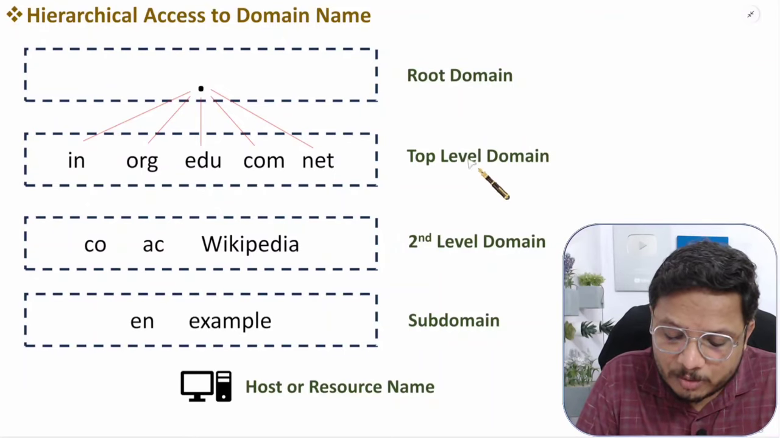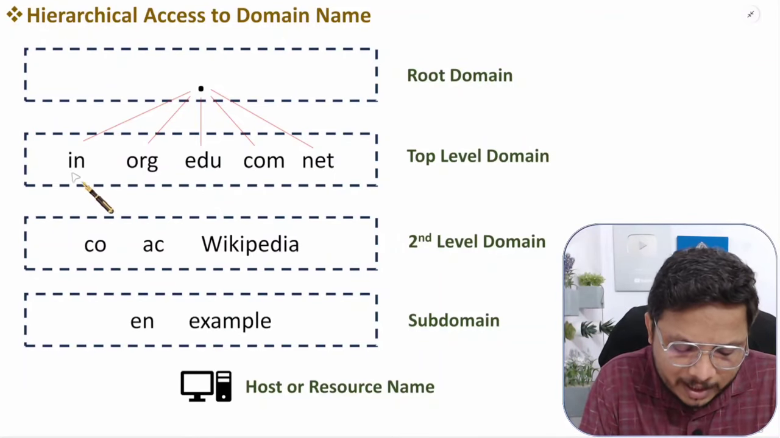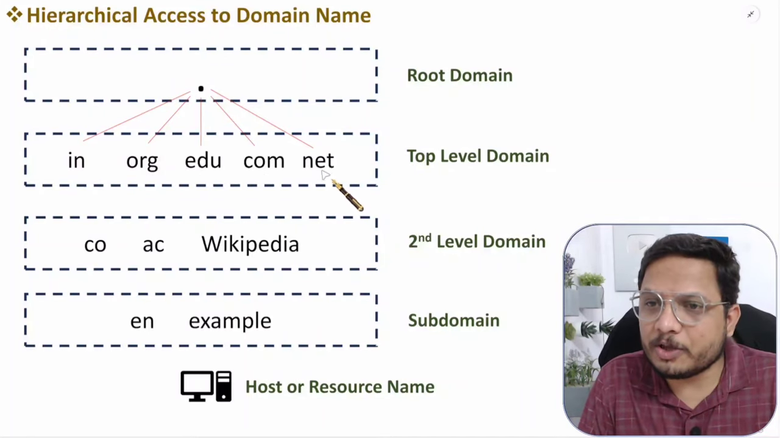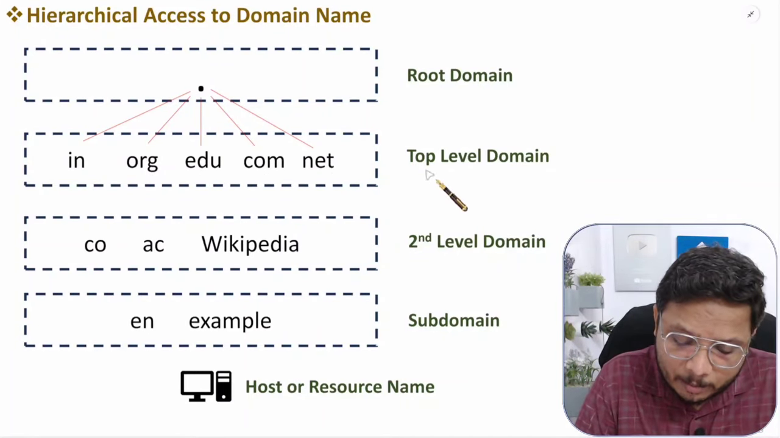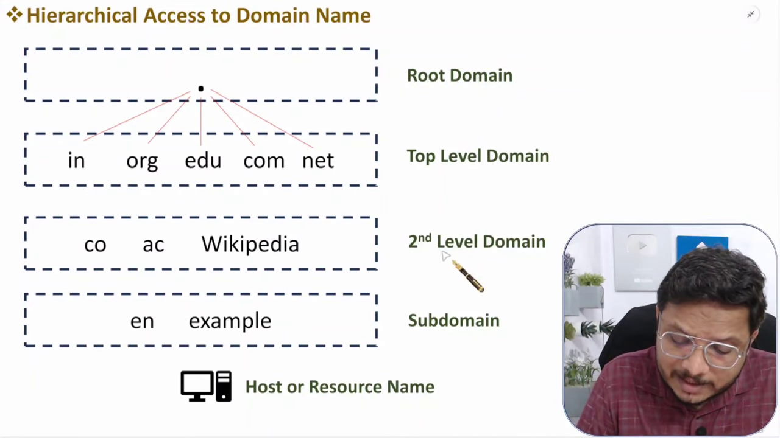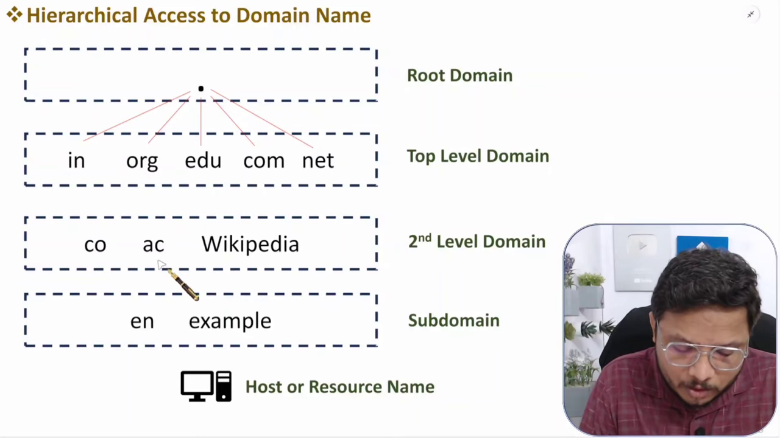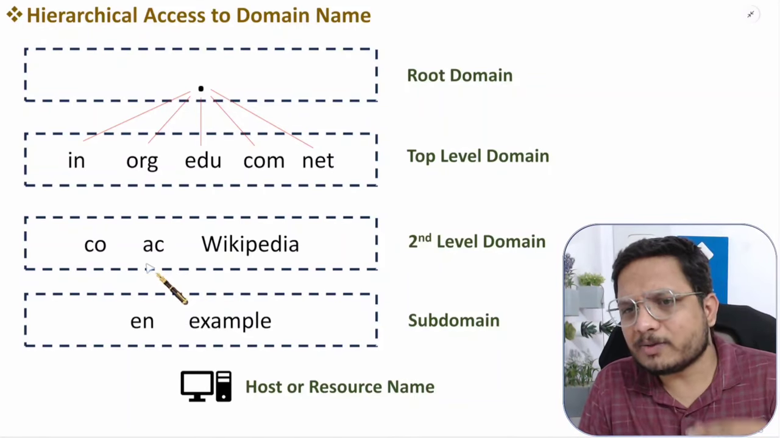After the root domain, there will be the top level domain. Top level domains are like .in, .org, .edu, .com, .net, .uk, right? After that, there will be second level domains. Second level domains are like .co, .ac. You might have seen that even, right?